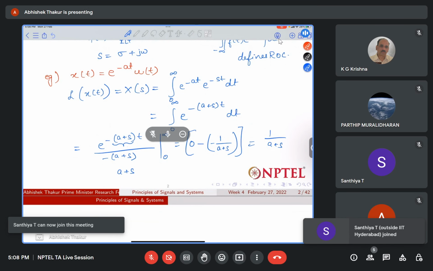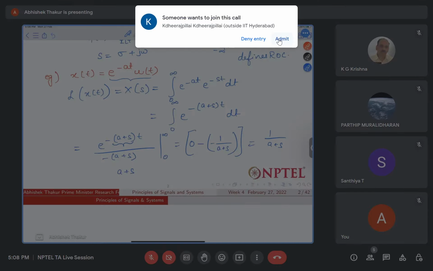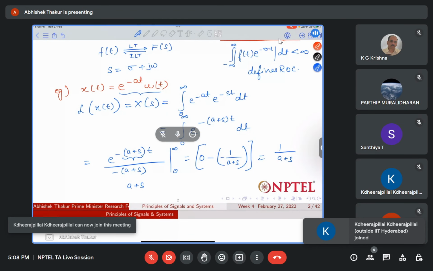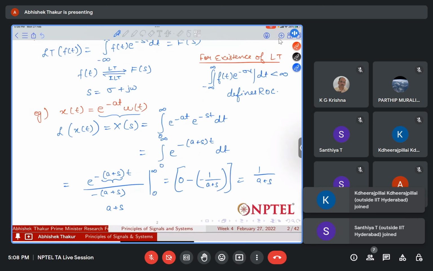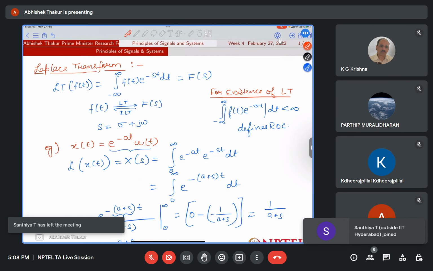Someone joined now, so I'll explain once again. We have taken the basic signal e to the power minus at u(t) and tried to find the Laplace transform of this. We have used the formula of Laplace transform, that is f(t) into e to the power minus st dt, integration over minus infinity to plus infinity.